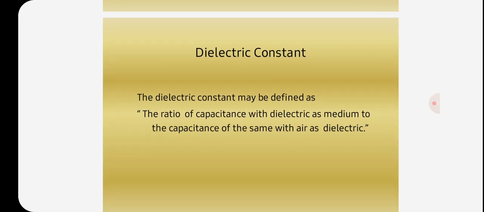The dielectric constant may be defined as the ratio of the capacitance with the dielectric as medium to the capacitance of the same with air as dielectric.